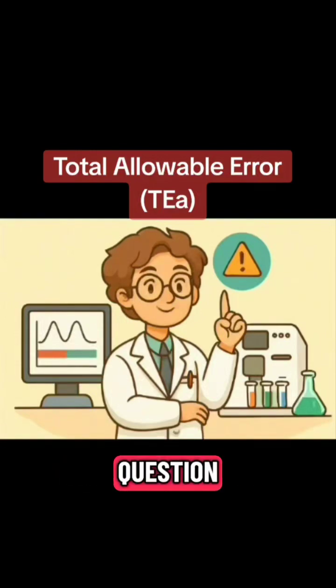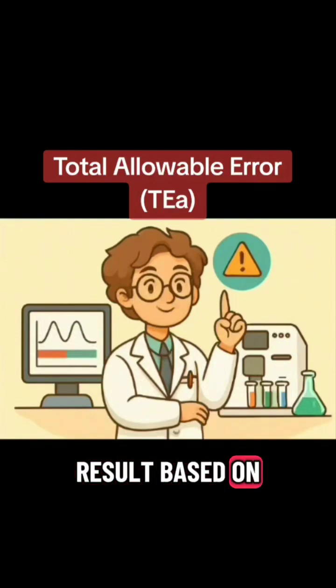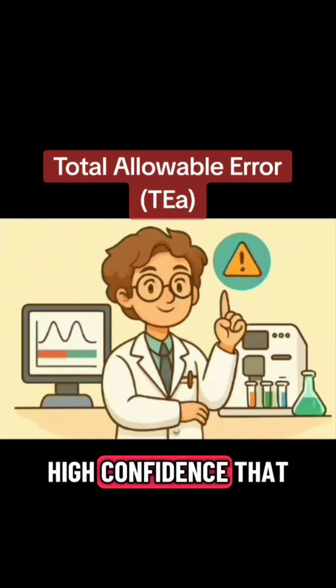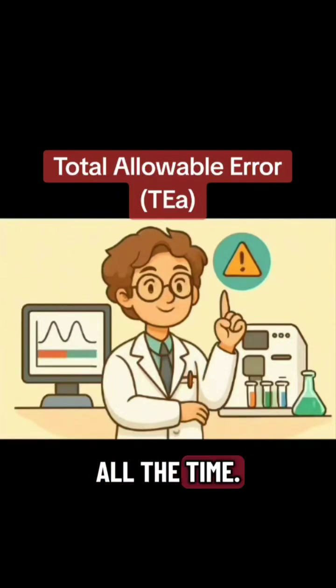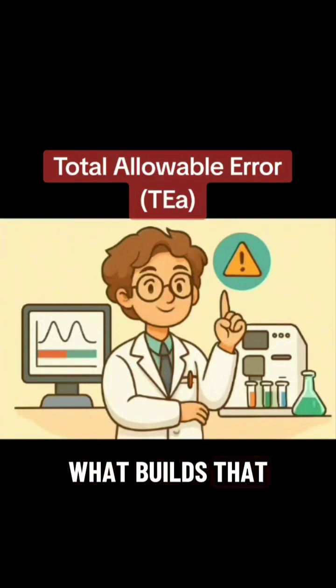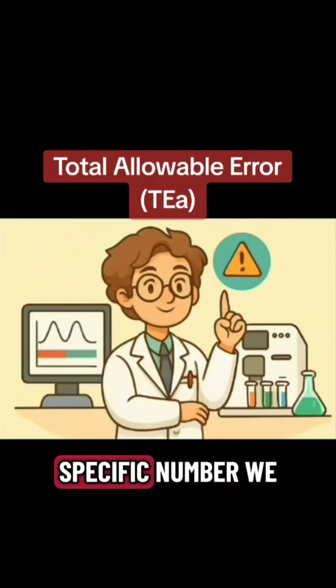That's the crucial question. It's because we can't just accept a result based on average performance. Right. We're making decisions that can be life or death. So we need very high confidence that a measurement will be reliable nearly all the time. The Z factor is what builds that statistical confidence into the result. And there's a specific number we need to use.